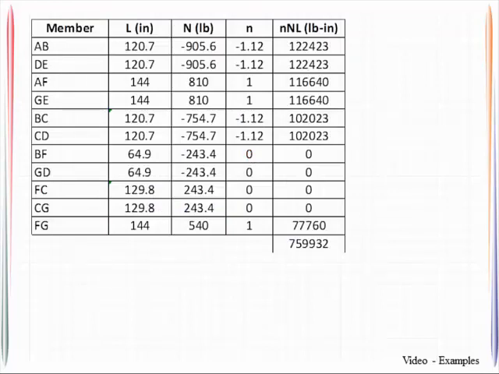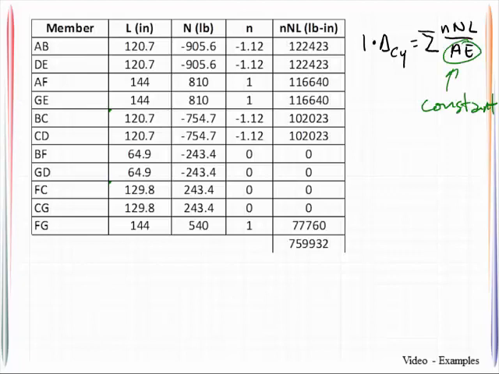I'm going to remind you once again that virtual work says that the vertical deflection at CY is equal to that sum of little n, big N, L over AE. Now in this particular example, AE is constant, so I'm actually not going to put that in my table itself. You could if you wanted to, and that wouldn't be a problem, but I'm going to handle that later. As long as it's constant, I can do that.